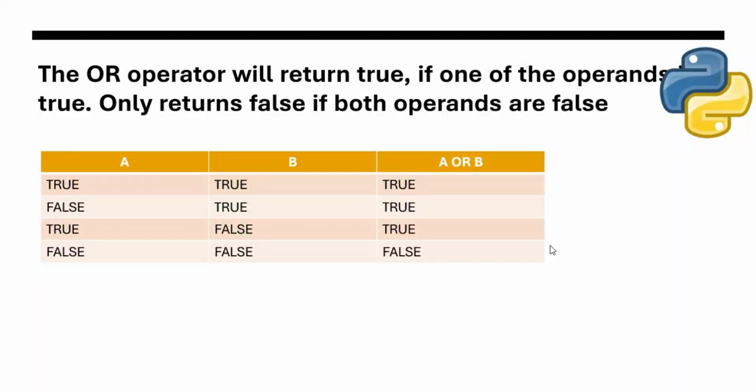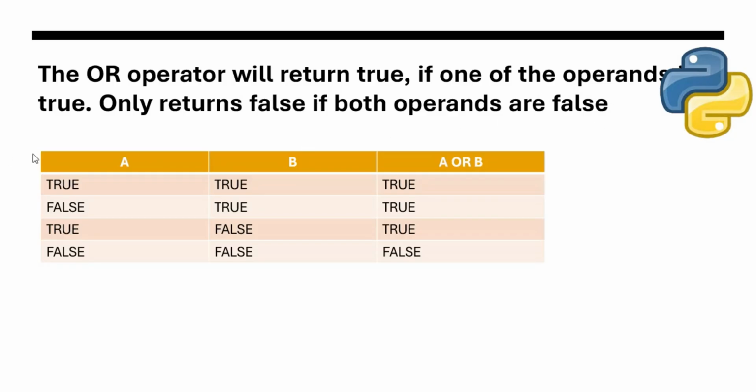In a previous video, we've already discussed operator AND. In this video, I will explain operator OR. The OR operator will return true if one of the operands is true. It only returns false if both operands are false.